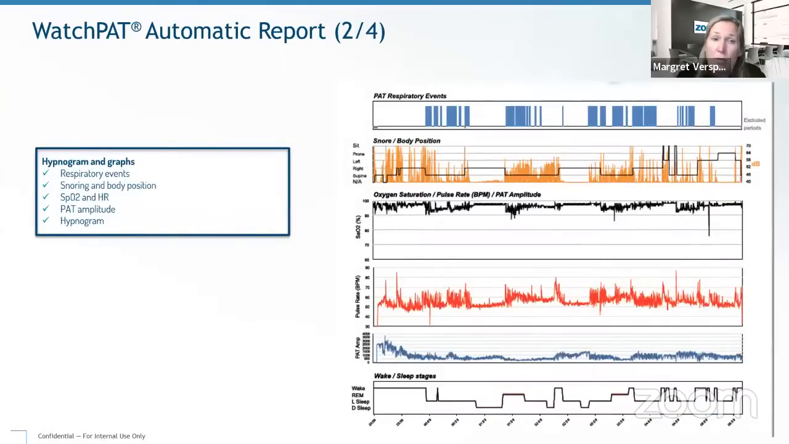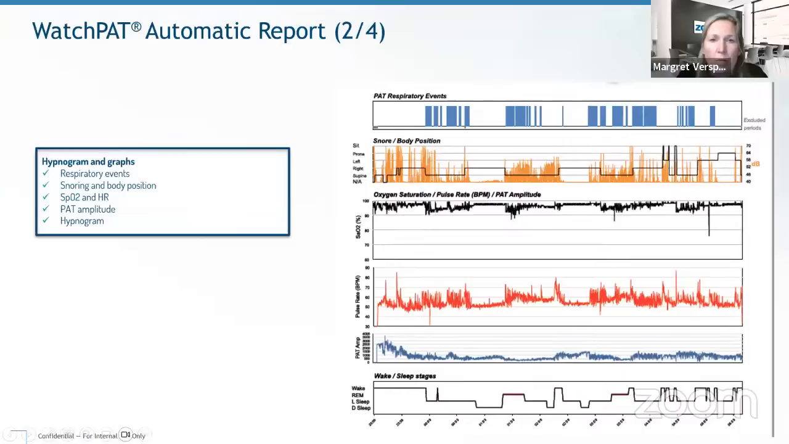And this is an important page. Here we have the trend graphs, and this is the page where we start when we are reviewing the data. So we start with the interpretation of the report, with this page, the trend graphs.